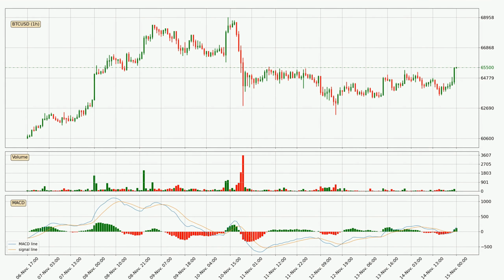Looking at the hourly MACD, the MACD line is above the signal line, which shows that the current trend is on the upside. The MACD histogram shows that the momentum is currently strong and it could be expected the price to go further to the upside.